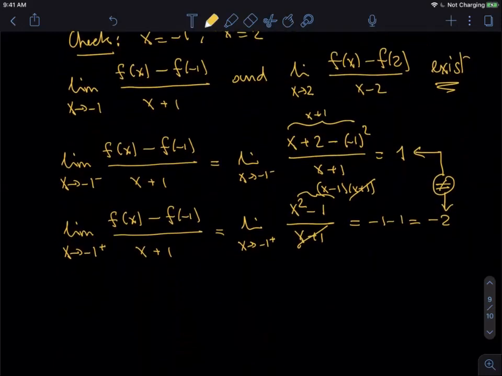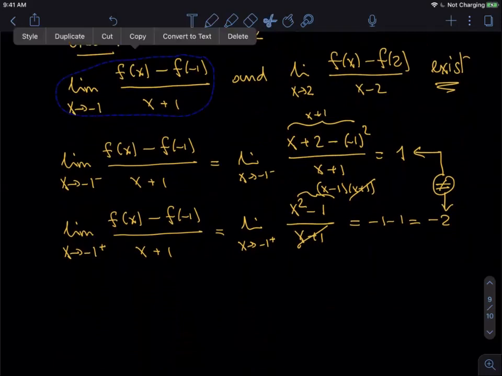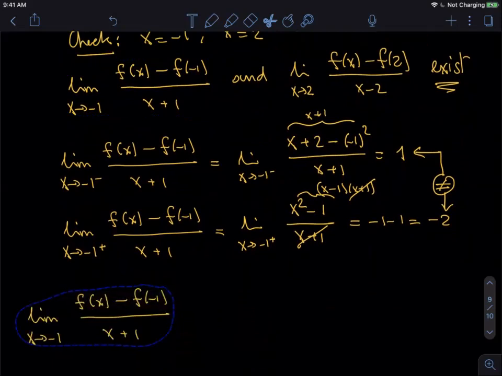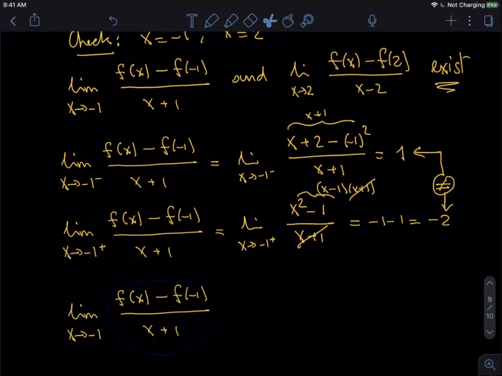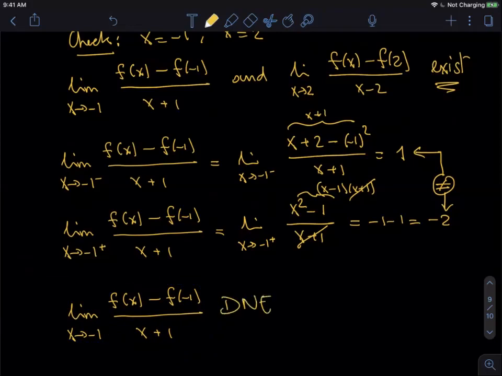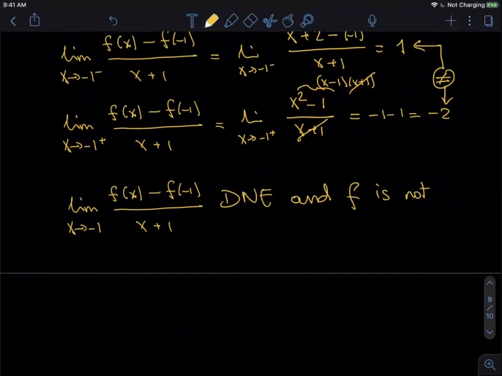So that's it. The limit does not exist. The limit as x tends to -1 does not exist. And f is not differentiable at x equals -1.